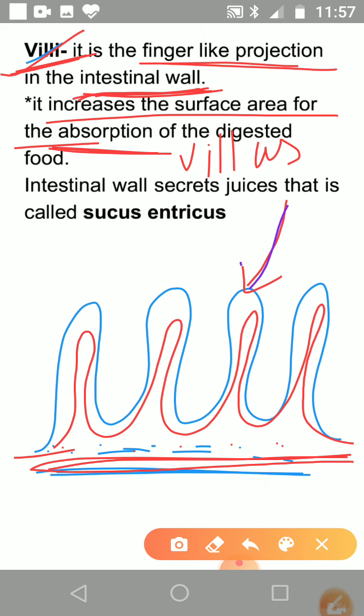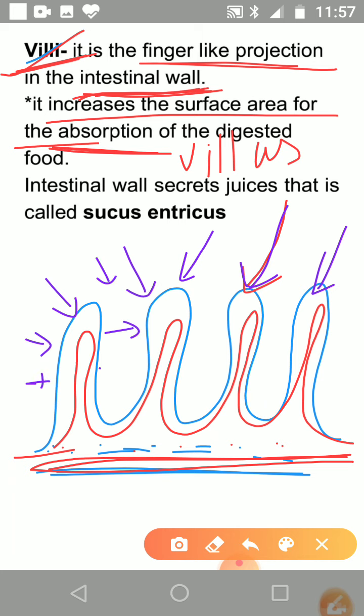They are absorbed by these villi, which are finger-like projections. And after getting absorbed, because it's a very thin intestinal wall, with thin finger-like projections, when food gets digested, the villi help to absorb the food material. So it increases the surface area for absorption. So food is absorbed very rapidly with the help of these villi. This whole part is villi.